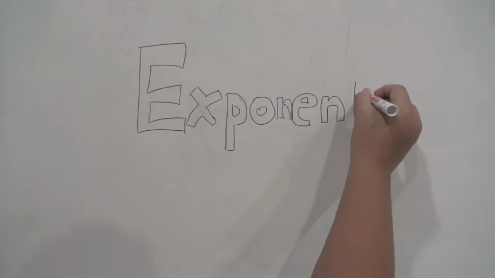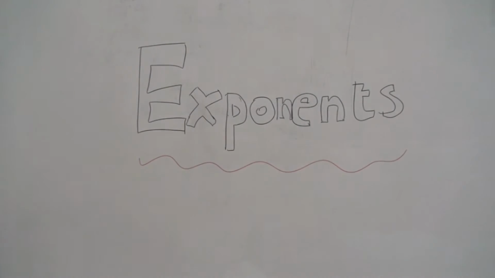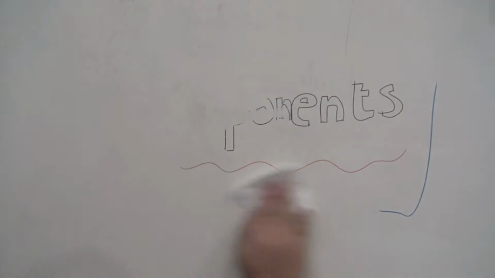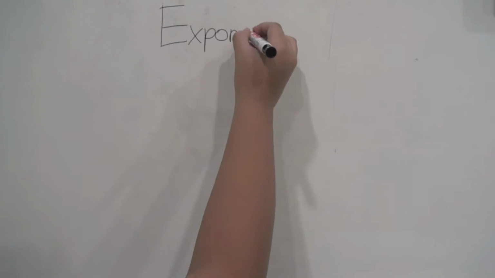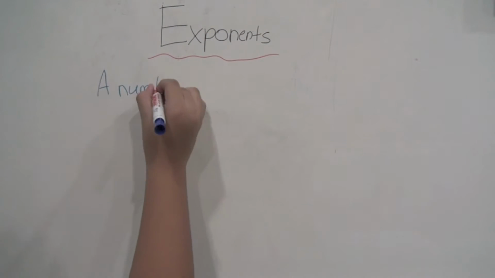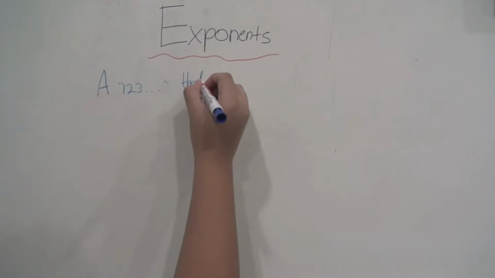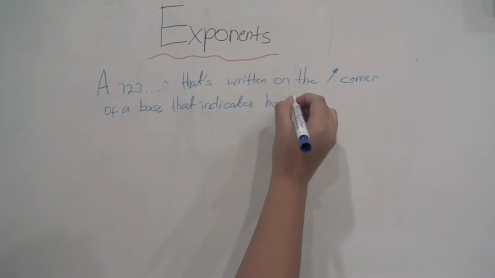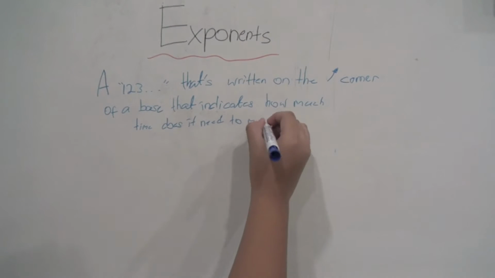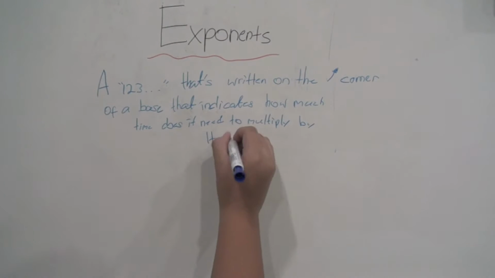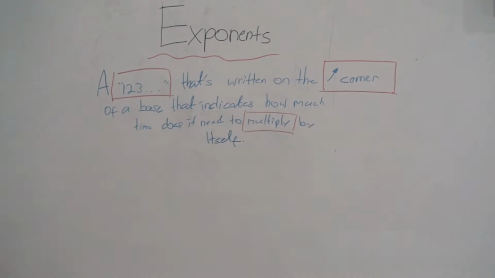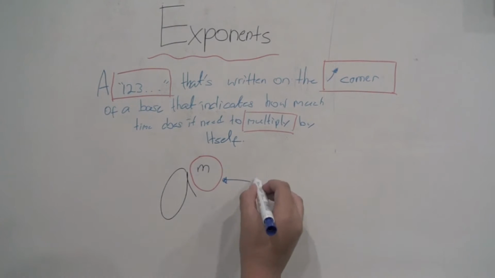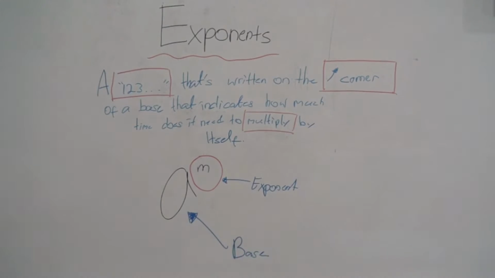On today's topic, it's going to be exponents and their laws. So, exponents. Basically, an exponent is a number that is written on the upper right corner of the base that indicates the number of times the base is multiplied by itself. And here's an example of an exponent, written with m as the exponent and a as the base.